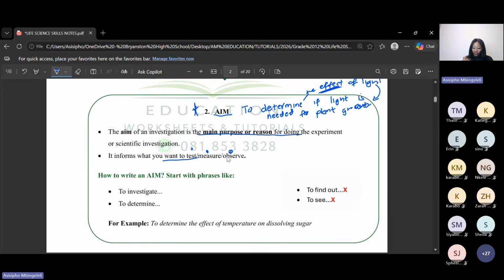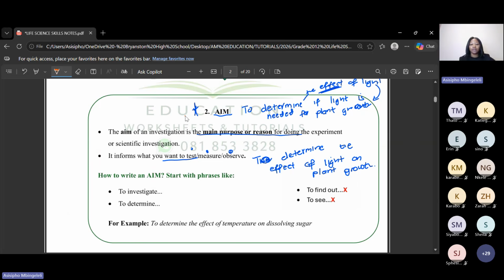Now, before we move, I'm going to rewrite it here so that I can start asking questions. So be ready to unmute. Okay. To determine the effect of light on plant growth. That is the aim. I'm going to mention these two factors that I feel like most of us confuse.